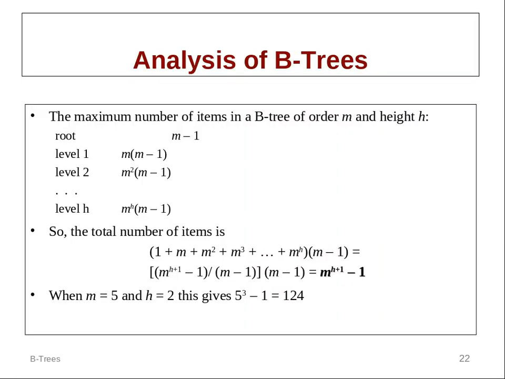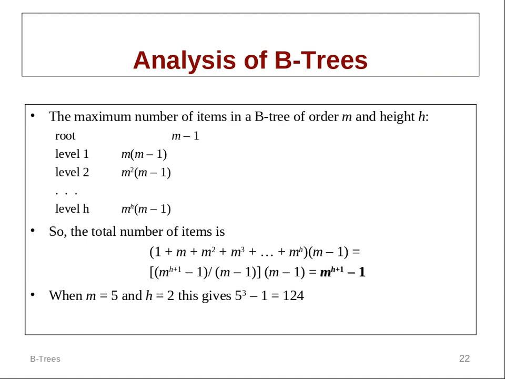All right, quick analysis: the maximum number of items in a B tree of order M. So we're doing analysis here. We want to figure out what the big O's of a B tree are. Maximum number of items: well, the root can have m minus 1 by definition.